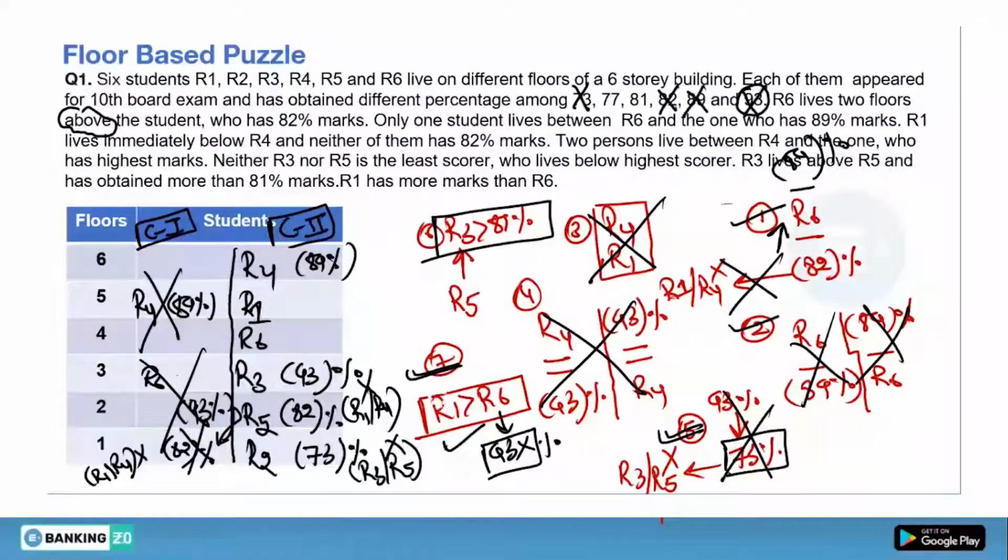Okay. 81 will be R1 because it is more than R6, and 77 will be R6. So we can put this in our puzzle, that is R6 secured 77% mark and R1 secured 81% mark. So this is our complete puzzle solved. Now let's move to questions based on this puzzle. I hope you like this puzzle.